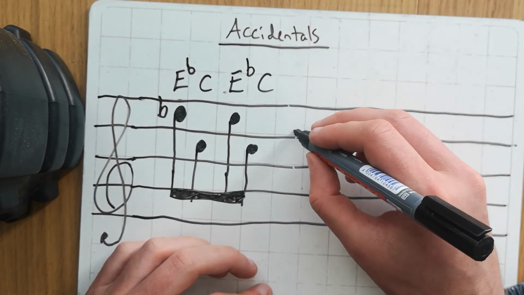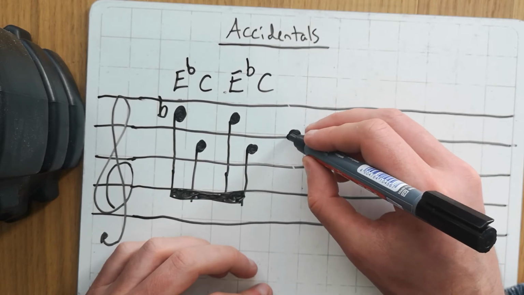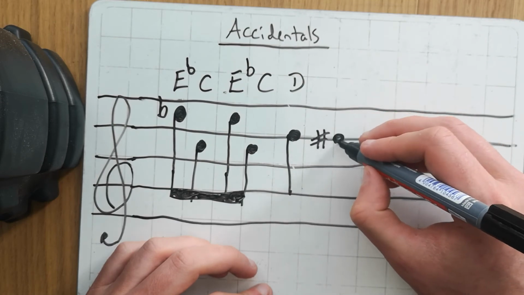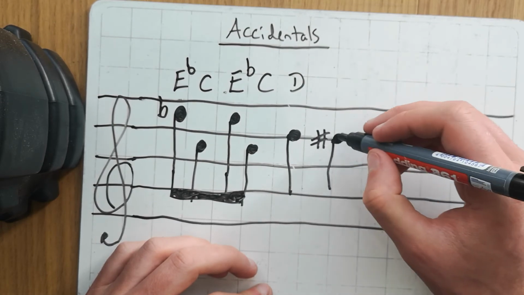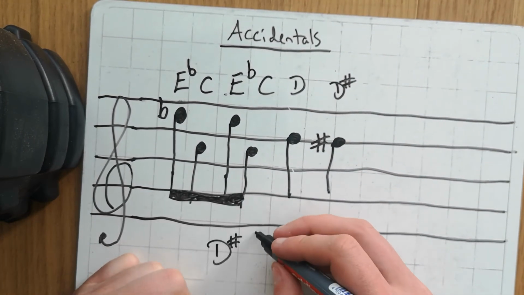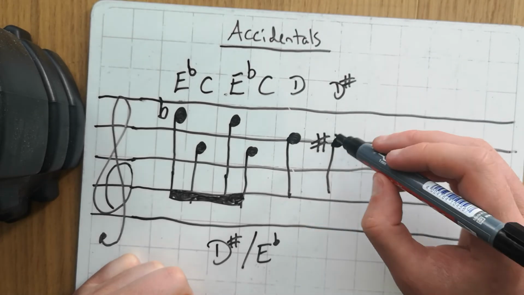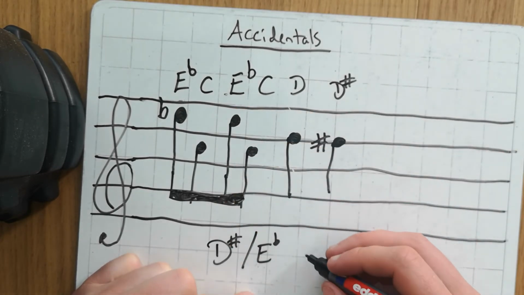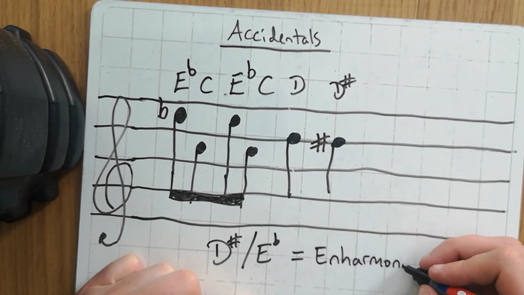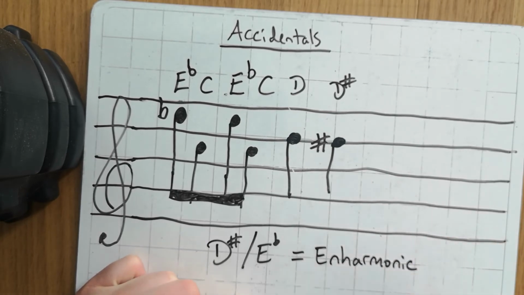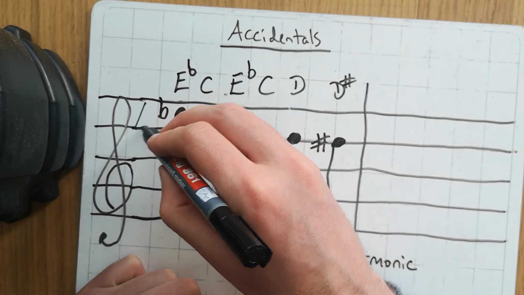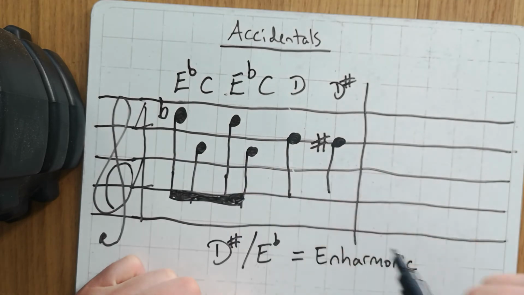I think I then had maybe, I can't remember what I had. Let's go with this one here. D sharp. D sharp and E flat are exactly the same note. They're either written as D sharp or as E flat, but they sound exactly the same. This is called enharmonic, a really fancy word. It just means when you've got 2 different names for the same note. We then get to the end of our bar, because we're in 4/4, I should have said. That's the end of our bar.